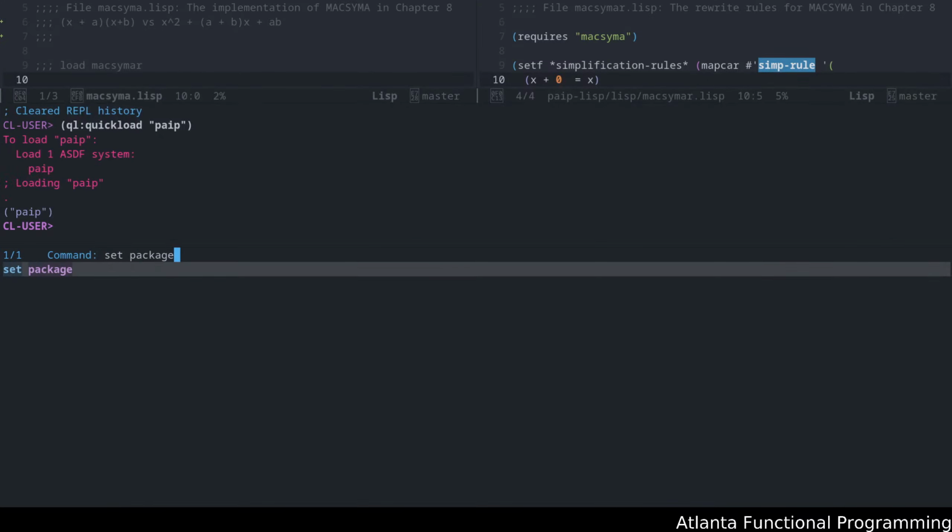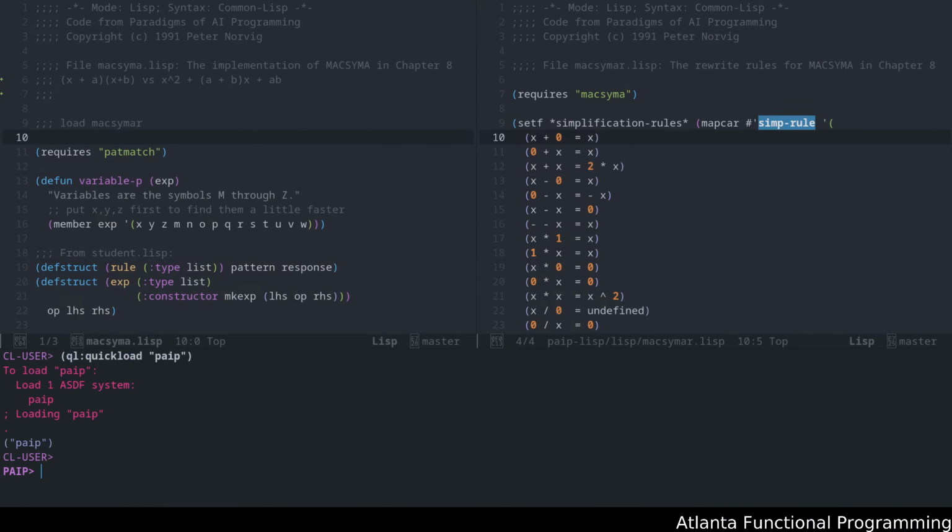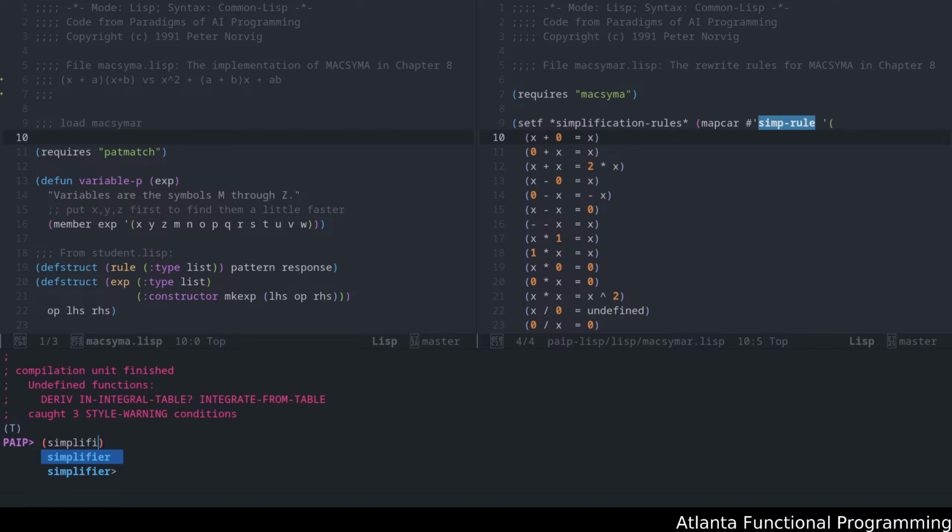Okay, set package requires Macsyma R, which will include all the rules. Now we could do simplifier, because we loaded Maxima through Maxima R, we get 2 plus 2, good.